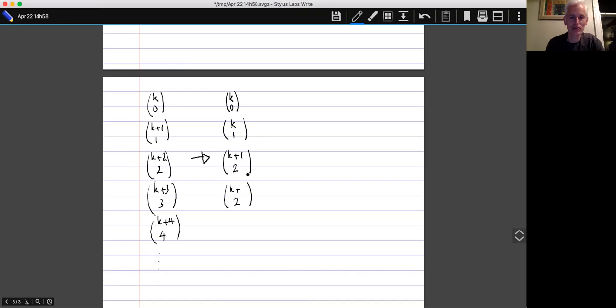So then it's k plus 2 choose 3, k plus 3 choose 4. Just a quick check. k choose 3 plus k choose 3 plus k plus 3 choose 4 equals k plus 4 choose 4. So there we are. That's what happens if I do the differencing process once.